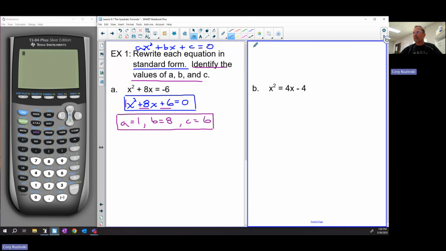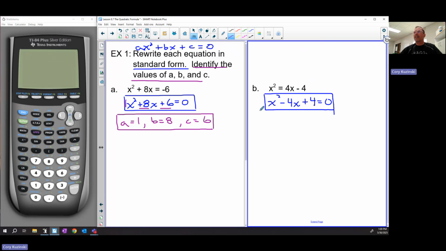Let's do this a couple more times, see what differences I notice. Well, I'm going to leave that x squared right there. I'm going to subtract 4x from both sides. I'm going to add 4 to both sides. And when I do that, that'll leave me with nothing on the right side. So there it is in standard form.